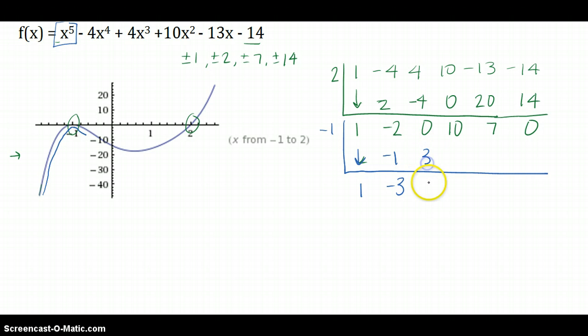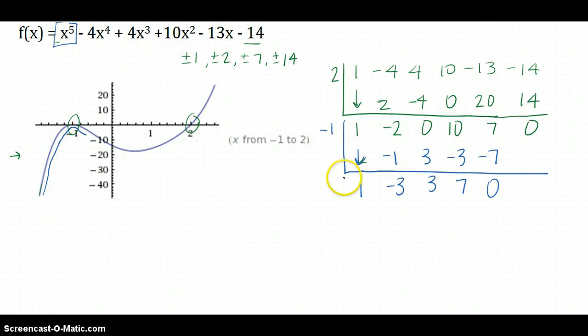We have a positive 3. Add together, we get 3, multiply, 3 times -1, -3, subtract. We have 7, multiply. We have -7, add those 2, we get a remainder of 0, which is perfect again. That means -1 is also a 0, or root, or solution of this polynomial.